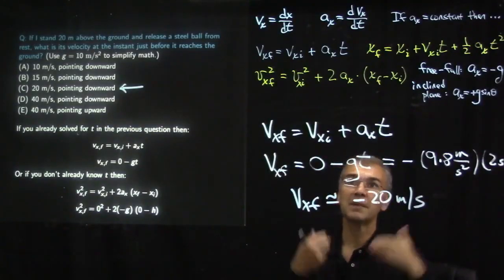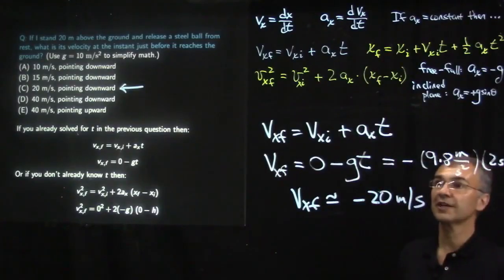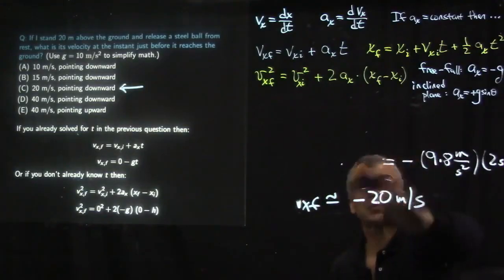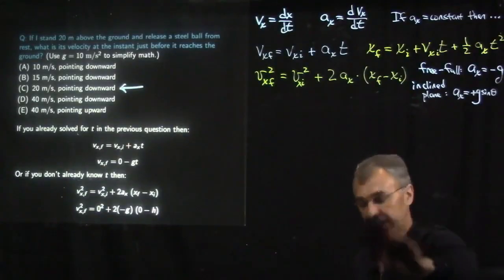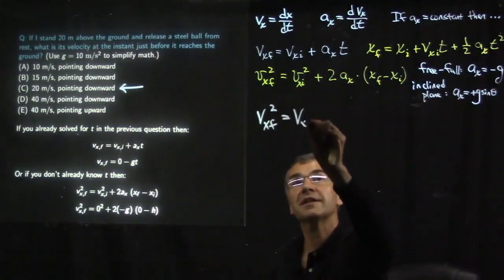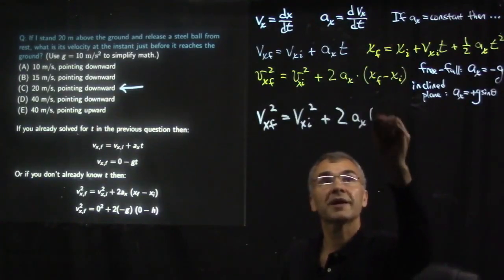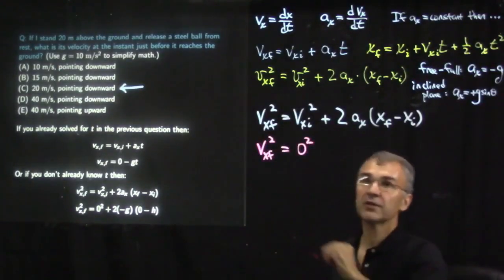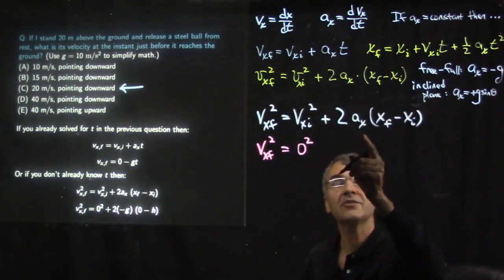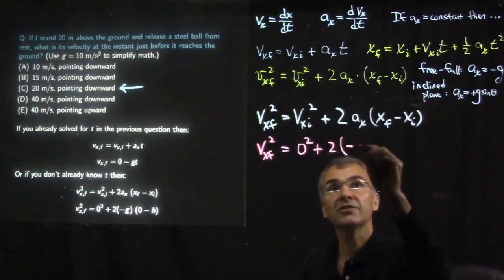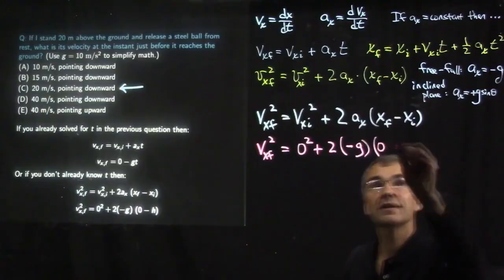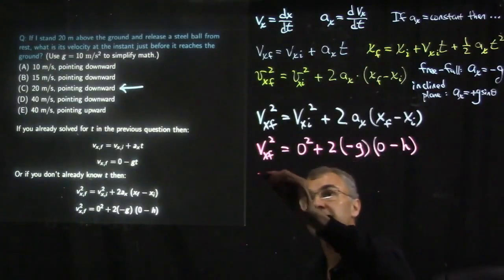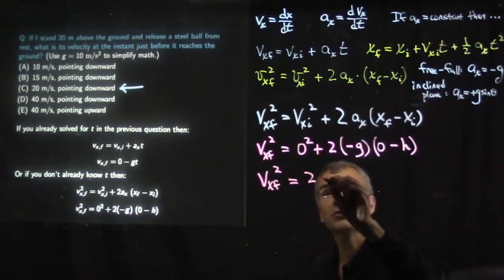Now, you might not have remembered the answer to t from the previous slide. If you don't remember it, or maybe for whatever reason you didn't work out the time, this is a brand new problem maybe, then we can say Vx final squared equals Vx initial squared plus 2 a sub x, x final minus x initial. Vx final is unknown. Vx initial is 0 because we just released it from rest. And a sub x is minus g. So this is plus 2 times minus g, and then x final is 0, and x initial is h. So the two minus signs cancel, and this 0 disappears. So we get Vx final squared equals 2gh.